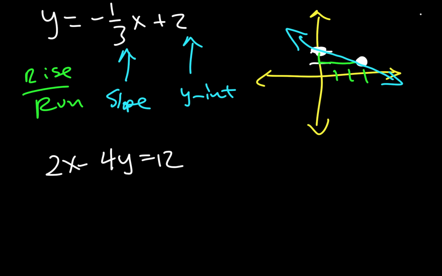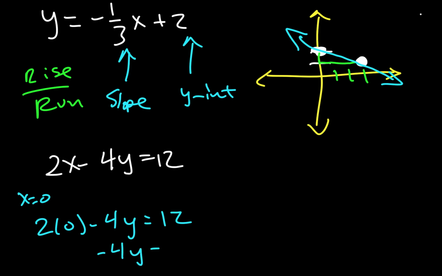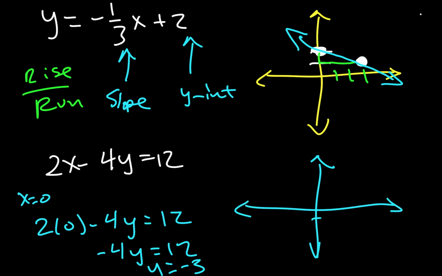But what I'm going to do is I'm going to first plug in x equals 0. And so I'm going to say 2 times 0 minus 4y equals 12. Simplify that. That becomes -4y equals 12. Divide by -4, and y equals -3. So I'm going to come over here on my axes, and the y-intercept is -3.